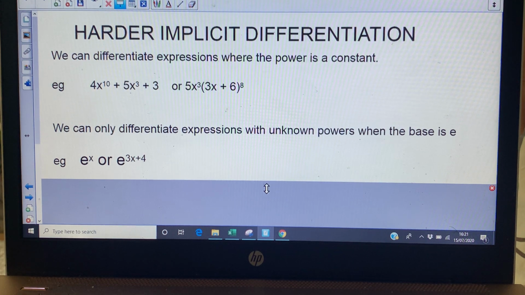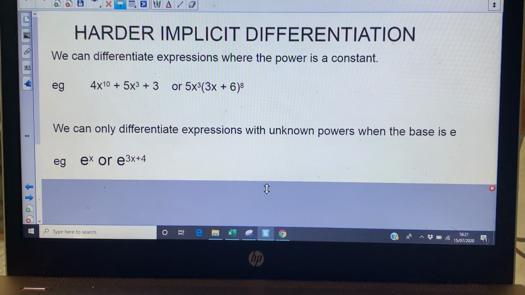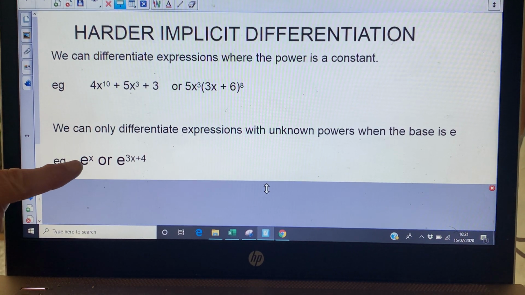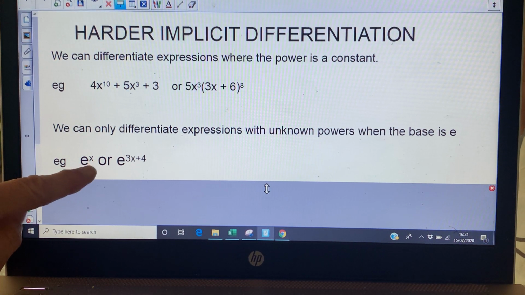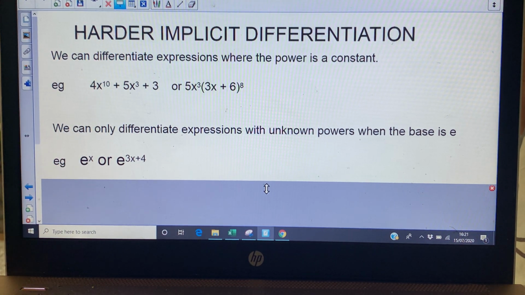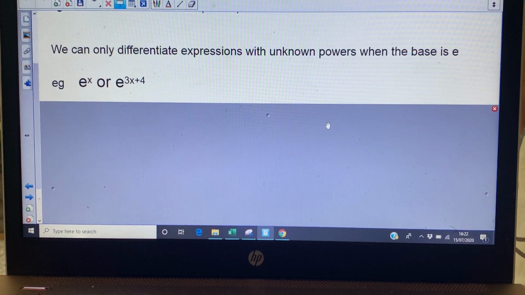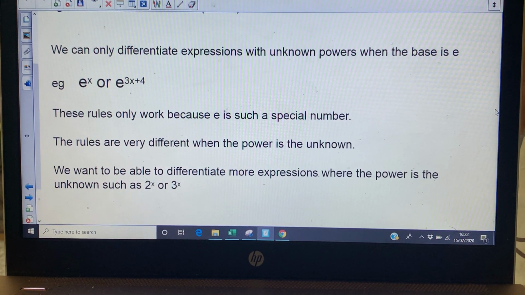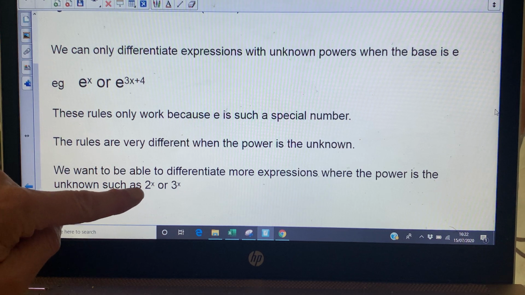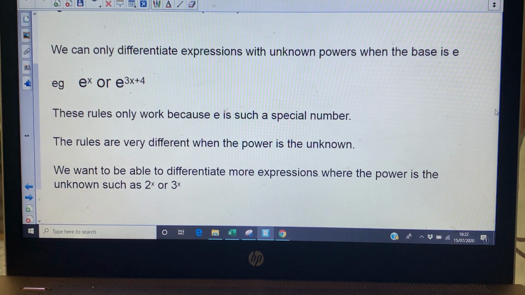You can differentiate particular functions where the unknown is the power. So e to the x. e is the only exponential function that you can currently differentiate. So the base is the number and the power is the unknown, or the variable, but that's only for a very particular number, e, 2.718. What we're going to look at today is we want to be able to differentiate exponential functions. And when I say an exponential function, I mean something like 2 to the x or 3 to the x.